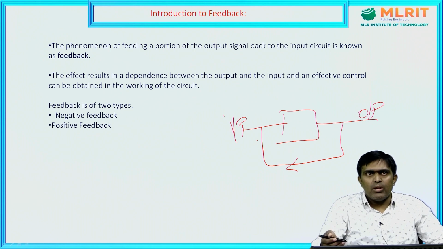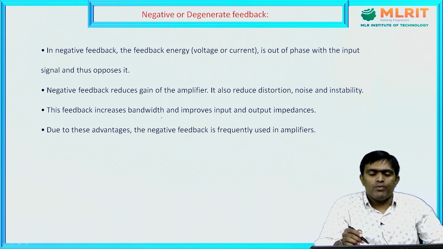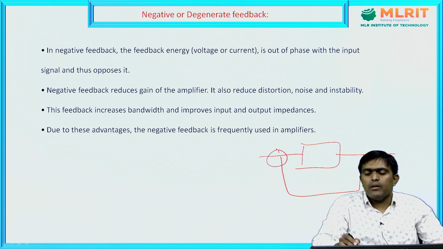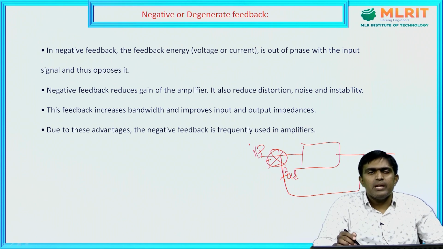Again, feedback is of two types: negative feedback and positive feedback. First of all, we will see what we mean by negative feedback. In negative feedback, the feedback energy is out of phase with the input signal and thus opposes it. That means when the input and the feedback signal given from the output are out of phase, we call it negative feedback.